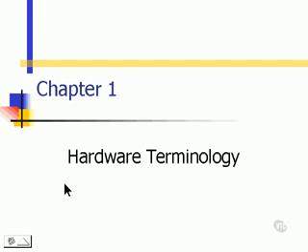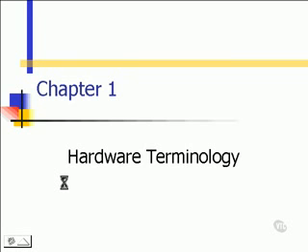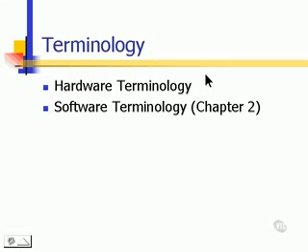A discussion of terminology at this point serves two functions. First, to make sure we're communicating using the same terms, and second, to provide an overview of things to come. Now, our terminology discussion will actually be divided into two sections: hardware terminology and software terminology. Software terminology will actually be covered in Chapter 2, but since hardware and software work so closely together, we're going to define both at this point.